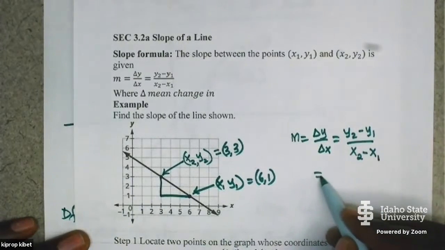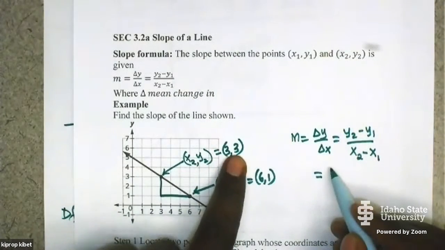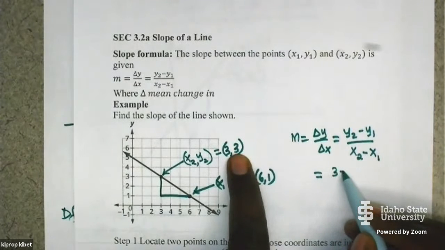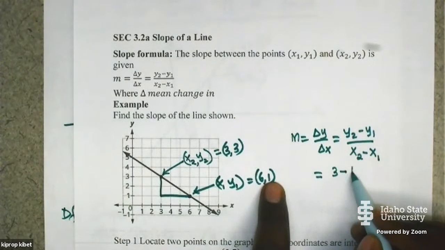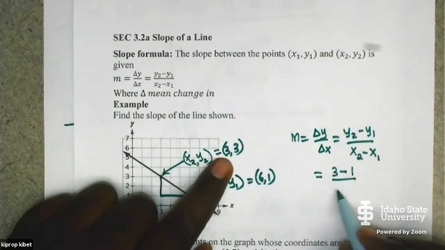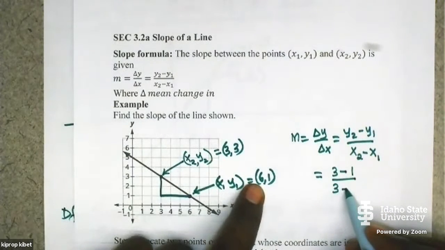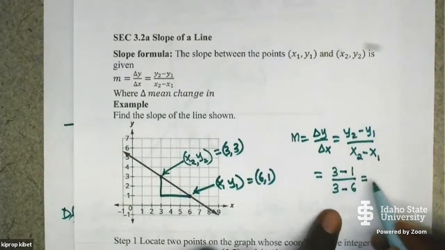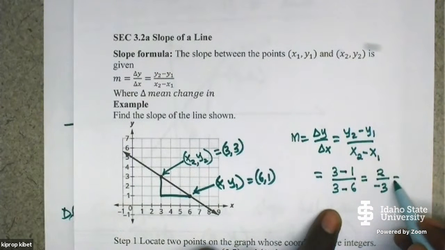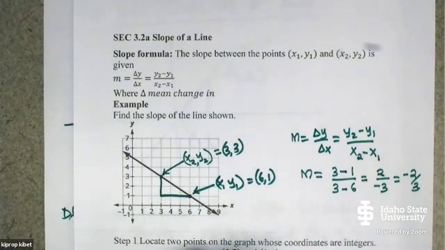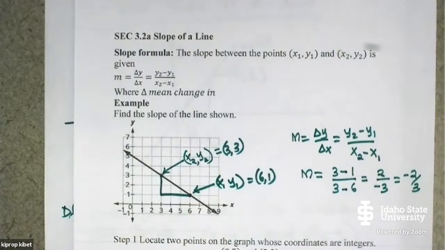It equals y2, which is 3, minus y1, which is 1, all over x2, which is 3, minus x1, which is 6. And this equals 2 over negative 3. So our gradient is equal to negative 2 over 3. So that is our m.